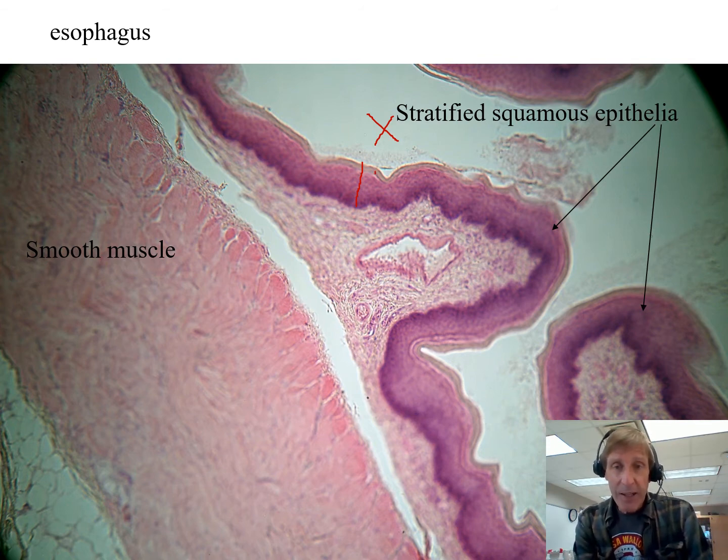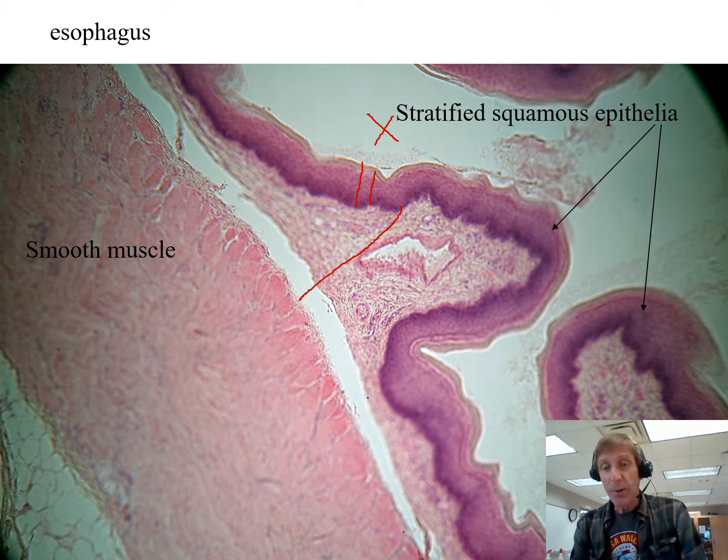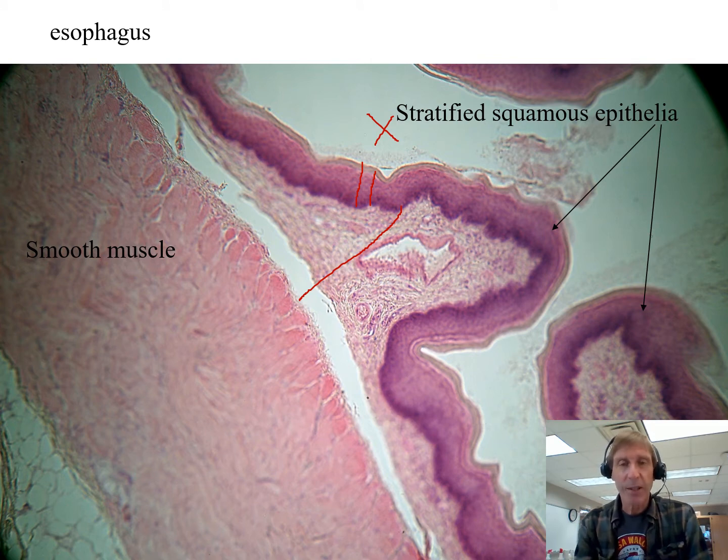This part right here, darkly stained, that's the mucosa. In the esophagus, it's stratified squamous because there's a lot of abrasion. Then this lighter area right here, with that little artifact in it, that's a submucosa. It's got a lot of loose connective tissue in it. There may be a bunch of glands in it, depending on what part of the alimentary canal you're in.